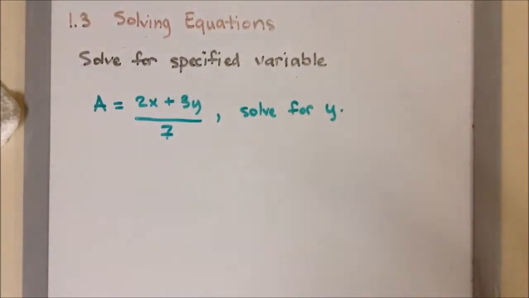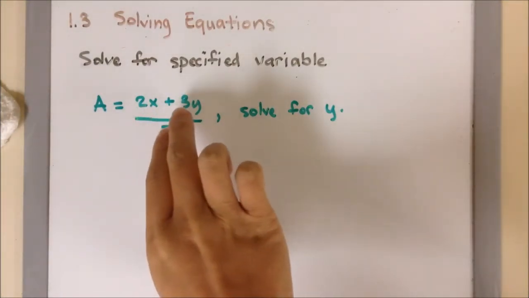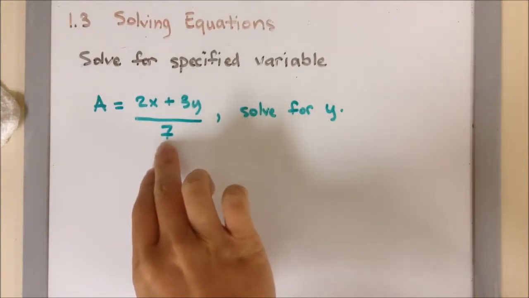In this next part of 1.3, we're covering solving for a specified variable. In these types of problems, you're going to have multiple variables, but you're only solving for a particular variable. That means you have to get everything on one side, meaning the particular variable has to be by itself, and then everything else is on the other side of the equal sign. In our first example, we have a equals the sum of 2x plus 3y over 7.